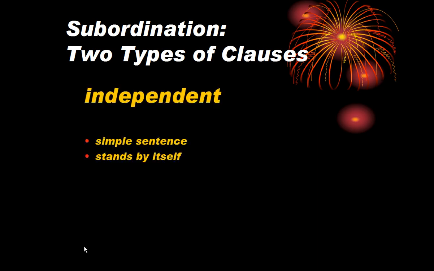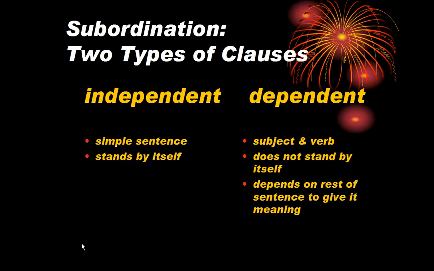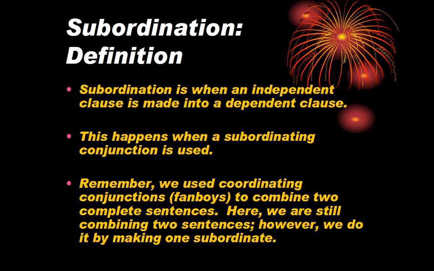First of all, you need to be aware of two types of clauses. The first is an independent clause, which really is a simple sentence. It stands by itself. The second type of clause is a dependent clause. This is a group of words that has a subject and a verb, but it does not stand by itself. In other words, it depends on the rest of the sentence to give it meaning. Dependent and subordinate are really the same thing.